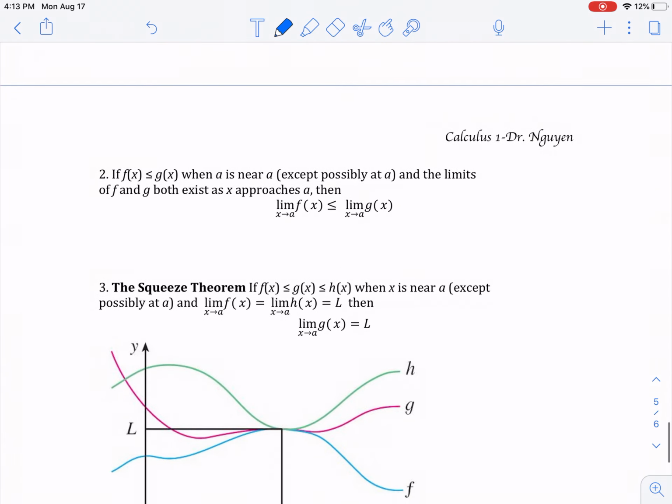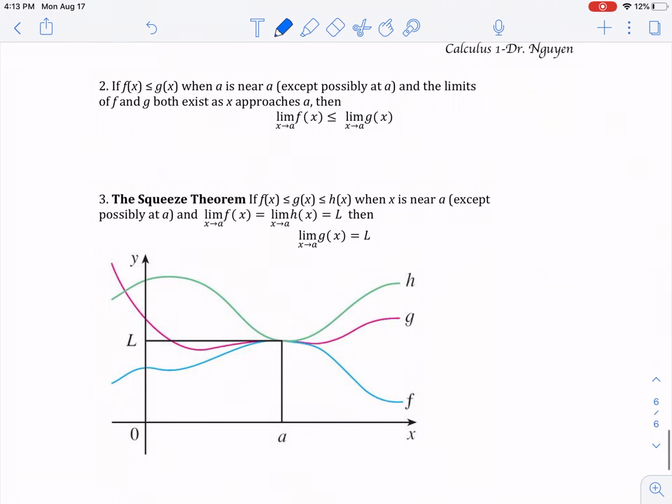The next two theorems are quite important as well. Theorem 2 is straightforward. If f of x is less than or equal to g of x when x is near a, then the limit of f as x approaches a is less than or equal to the limit of g of x. Anyway, I want to talk about the squeeze theorem.